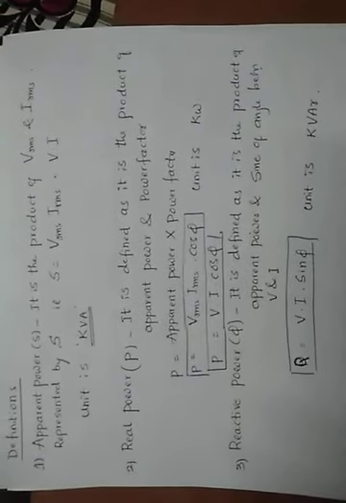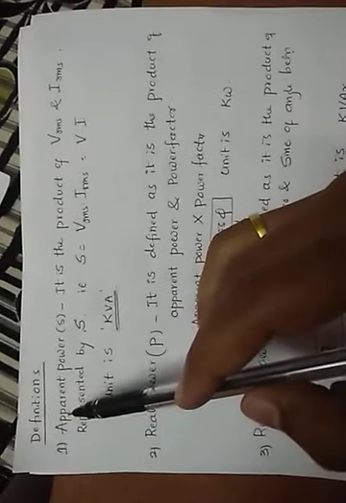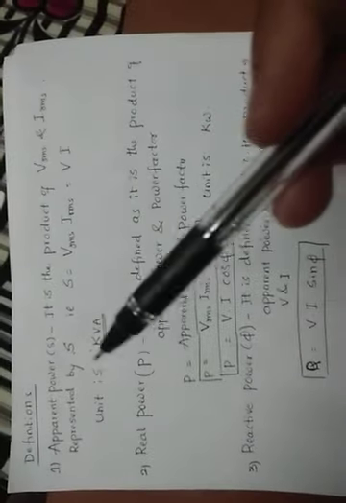There are three types of power we can see in our electrical field. One is the apparent power, another is the real power, next is the reactive power. You may have heard these words: apparent power, real power, and reactive power. So we can define those things.